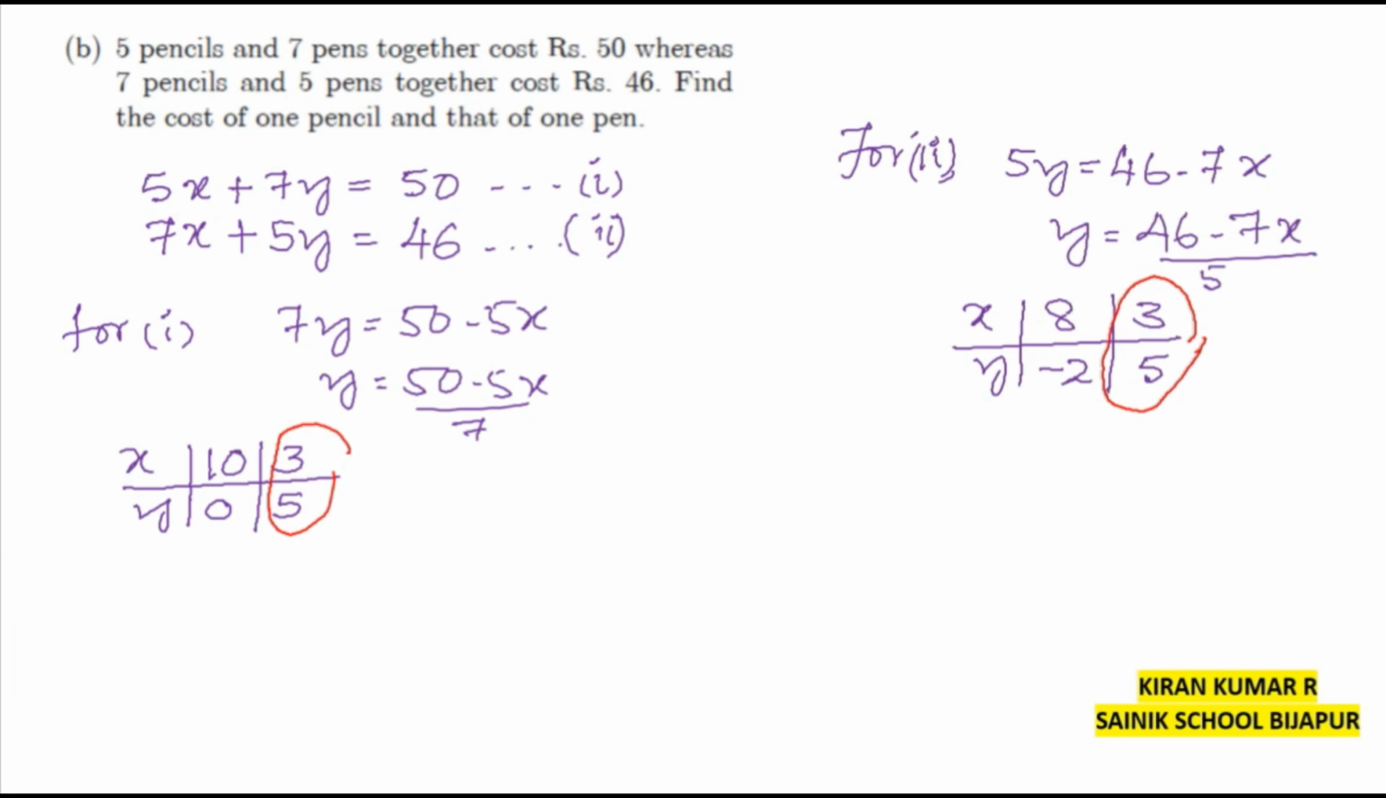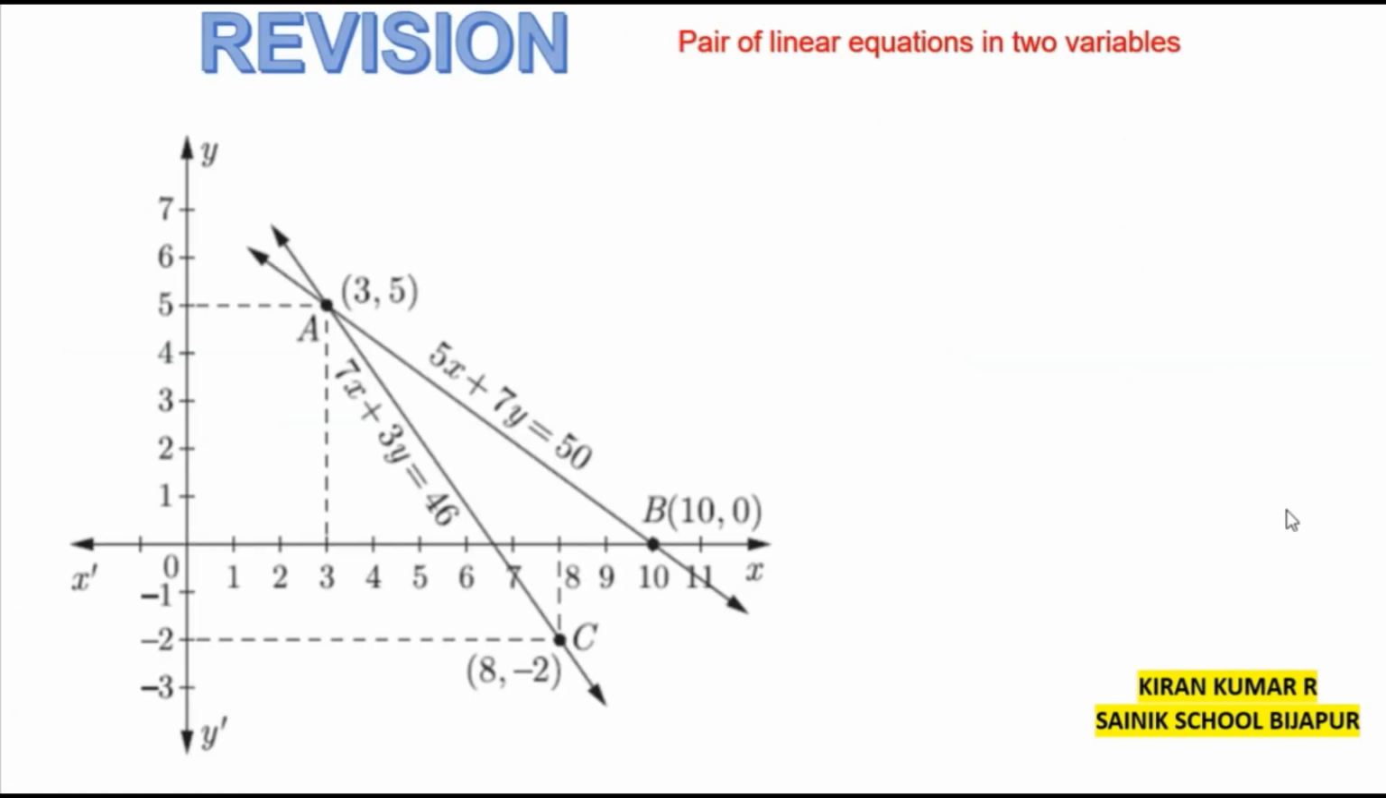I'll show you how the graph looks. This is the graph for the equations 5x plus 7y equal to 50 and 7x plus 5y equal to 46. They meet each other at (3, 5).